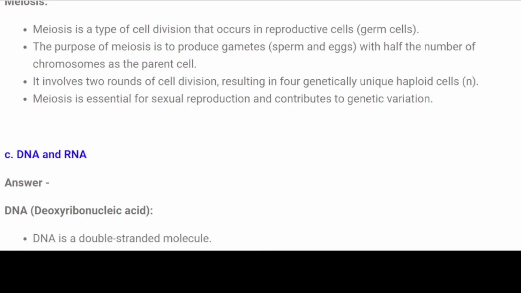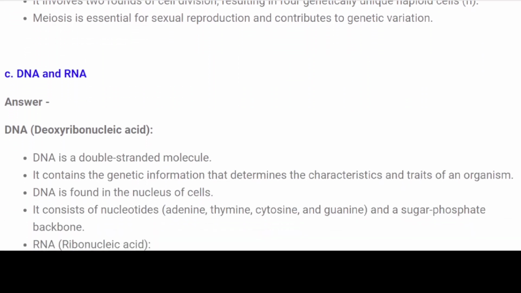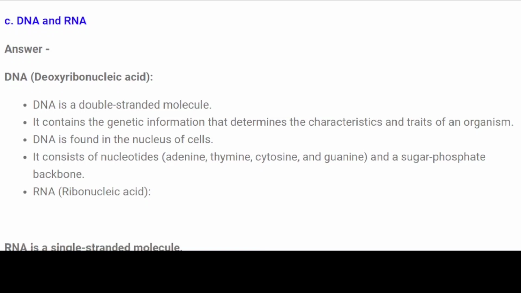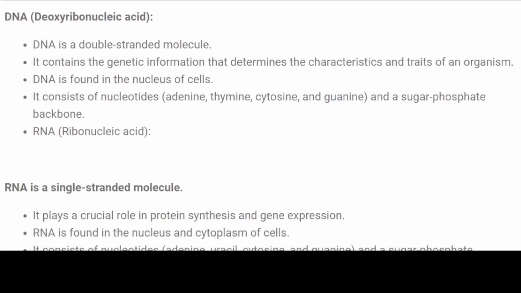C. DNA and RNA. Answer. DNA, deoxyribonucleic acid. DNA is a double-stranded molecule. It contains the genetic information that determines the characteristics and traits of an organism. DNA is found in the nucleus of cells. It consists of nucleotides, adenine, thymine, cytosine, and guanine, and a sugar phosphate backbone.